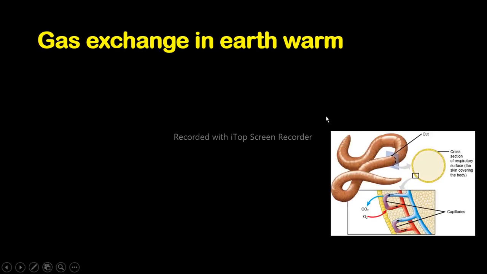So we all know that just like all living organisms, earthworms too carry out gas exchange. They do need oxygen, and they do need to get rid of carbon dioxide.